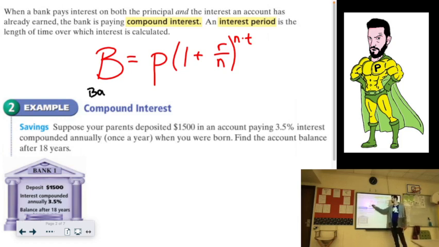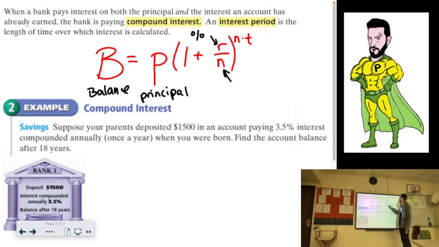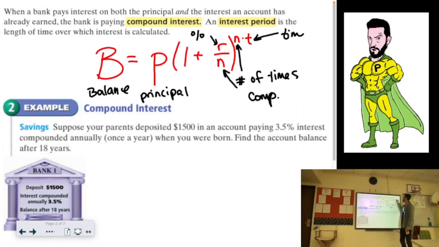B is our balance. P is our principal. It's the amount we put into the account. R is the percentage, it's the rate, but we use the decimal version. N is the number of times it's compounded. And then T is the time in years. Great. Again, once you see it worked a couple times, you'll be okay.